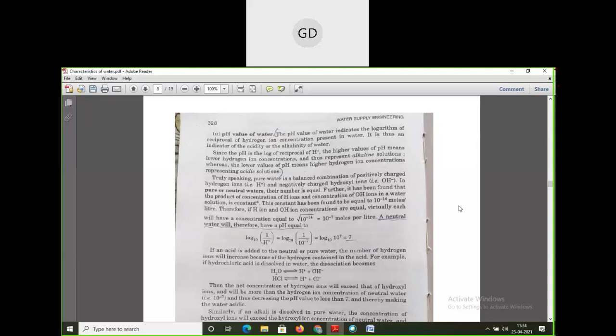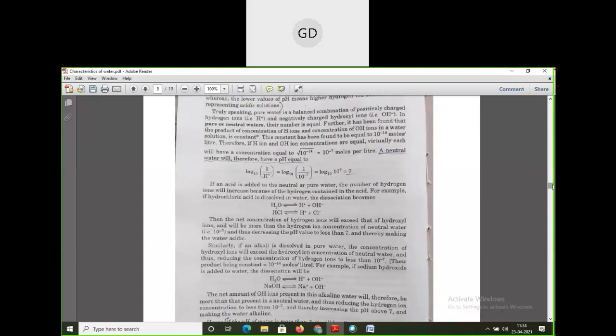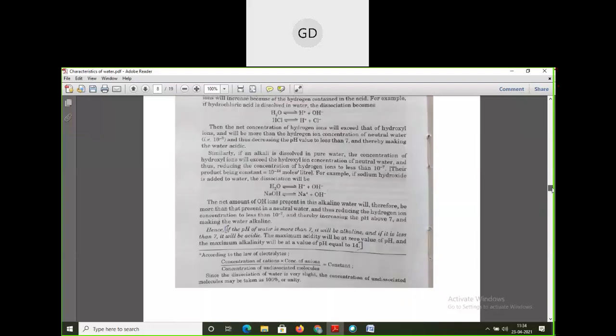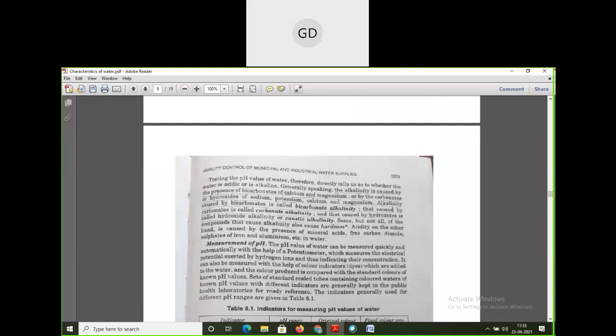Nowadays, in school, you have done the pH scale, the paper where you test. I think you have used that for your environmental engineering pH test also. But for engineering purposes, we use an apparatus, and the name of the apparatus is potentiometer. We use a potentiometer for the measurement of pH. The pH value of water can be measured quickly and automatically with the help of a potentiometer.